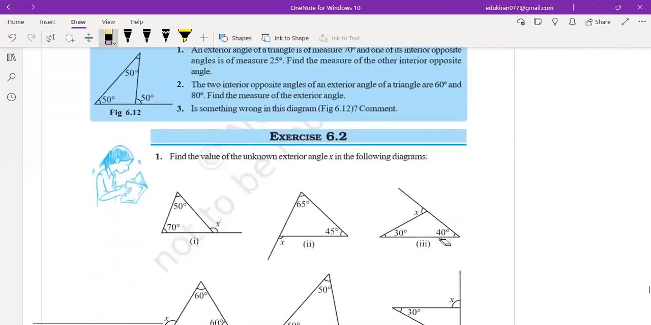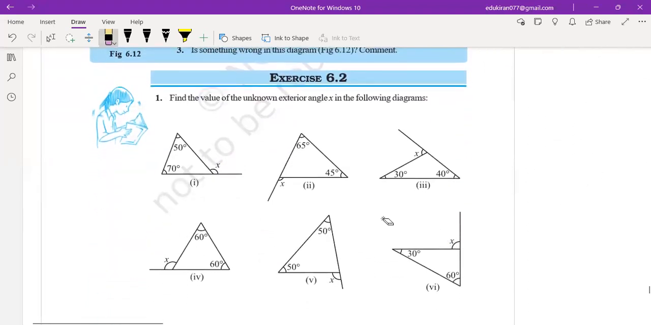Now you have this abundance of questions over here. Quickly finish first, second, third, fourth, fifth, sixth. Then we will move to the next question.